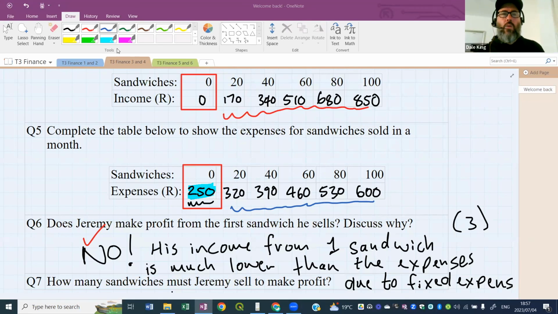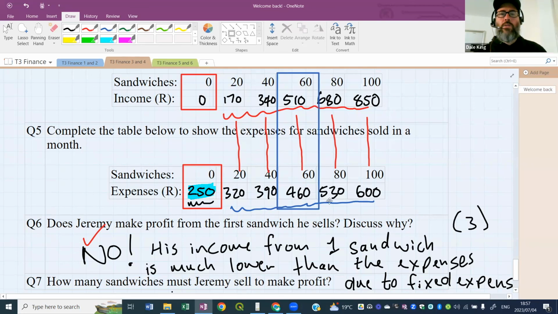So guys are saying, sir, when you subtract these values here, when you subtract these values, where do you get a positive answer? The first time you will see it is here at 60. Look at those values. You see there for 60, 510 is bigger than 460. 510 at the top for income is bigger than 460 for expenses. That's when they're going to start making profit. From there onwards, like Mbabo said, from 60 onwards. Okay, from 60 onwards in these two tables is where this person is making profit.